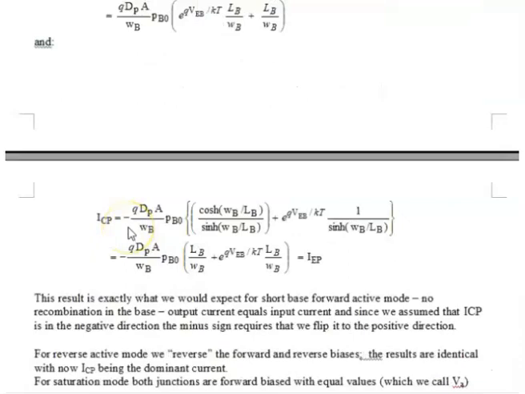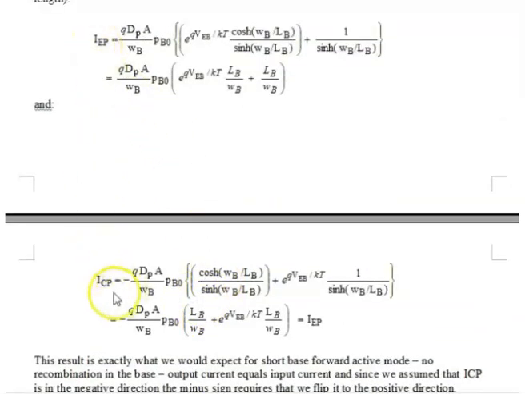For very small values of WB, the cosh goes to 1, and the sinh goes to WB over LB. So that gets flipped over here, and the same thing over here. The sinh of the expression WB over LB goes to WB over LB in the denominator, and it flips, and that's what we have for IEP. And for ICP, we do exactly the same thing, and we get the same result.